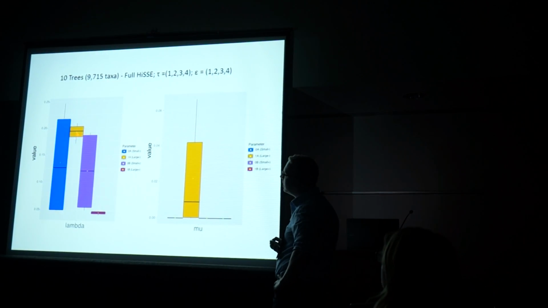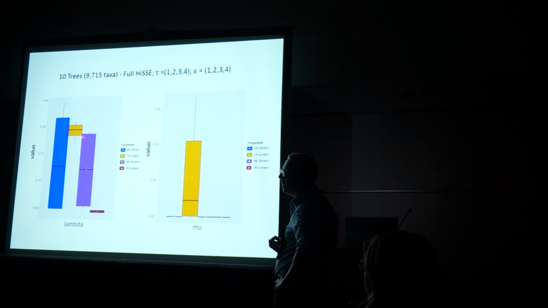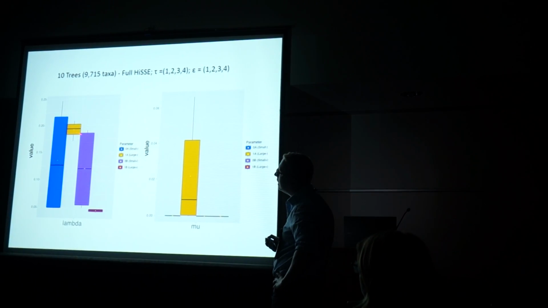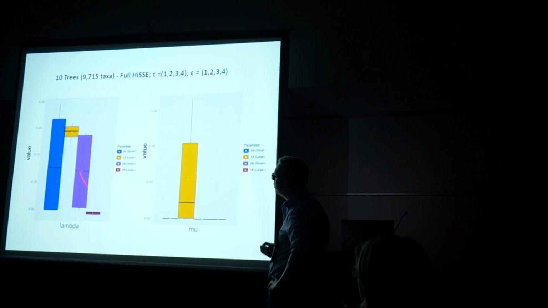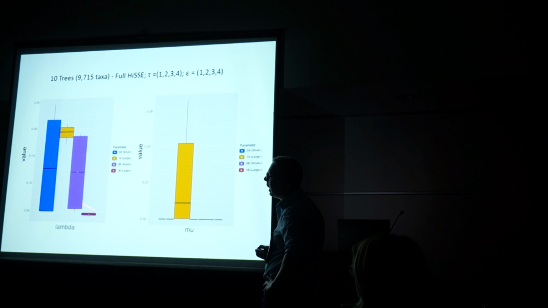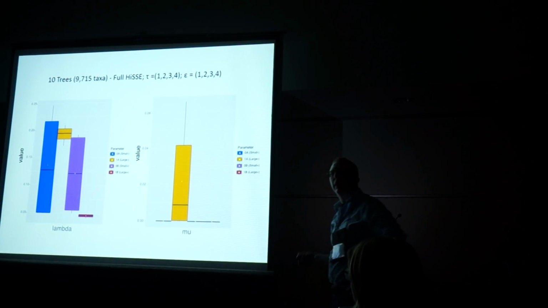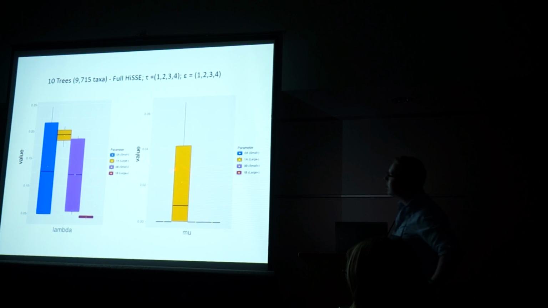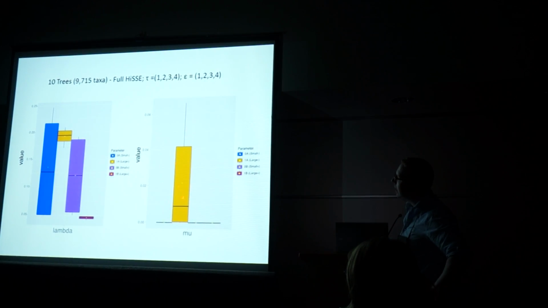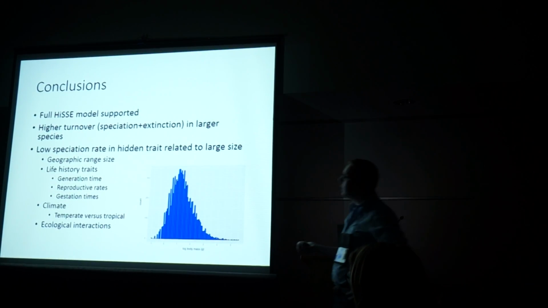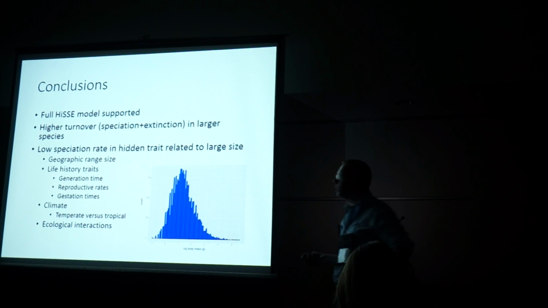So you can see larger species actually have a higher rate of speciation versus smaller size. The yellow dot here is the mean speciation rate in these different groups. But there's some other unobserved character associated with large body size that is associated with very, very low rates of speciation. Likewise, when we look at extinction, large body size is associated with vastly higher extinction rates versus everything else. So in conclusion, we have a full HiSSE model supported.